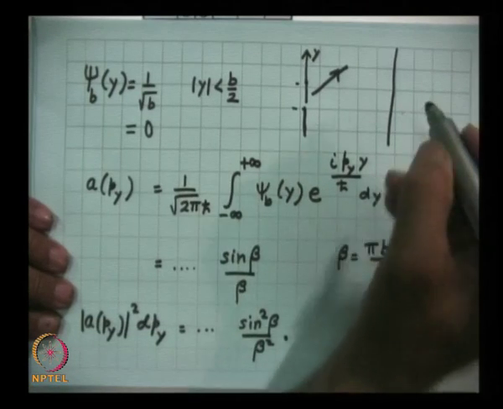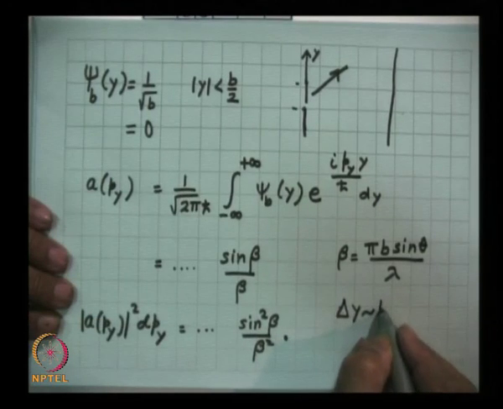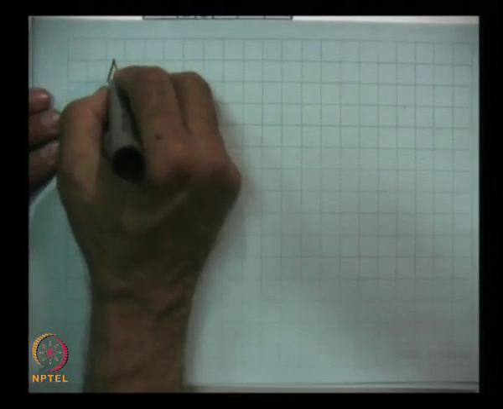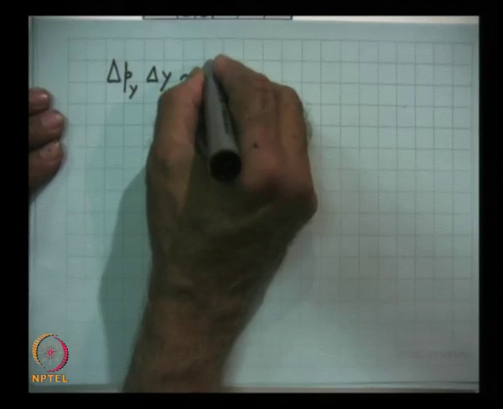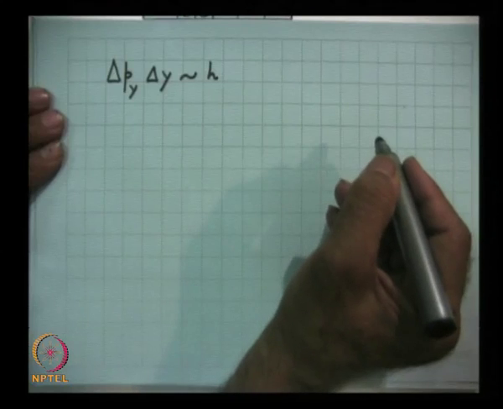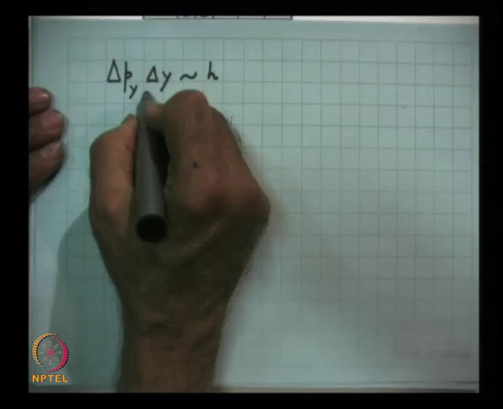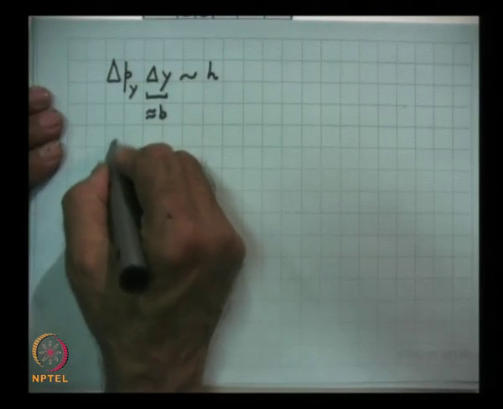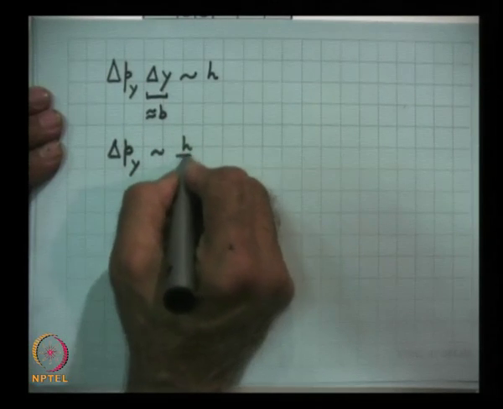So, this is my uncertainty principle, that delta y is of the order of b. Therefore, we have the uncertainty principle that delta p y times delta y is of the order of, say, h cross or h, it does not matter, it is an order of magnitude relation. So, delta y is of the order of b. So, delta p y is of the order of h by b.